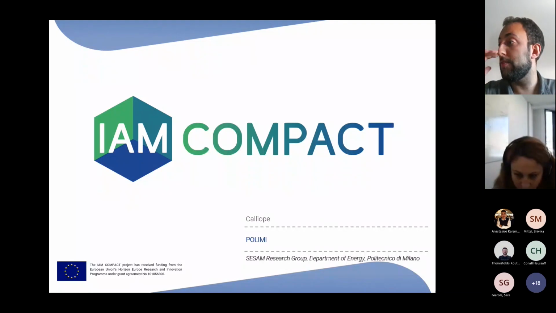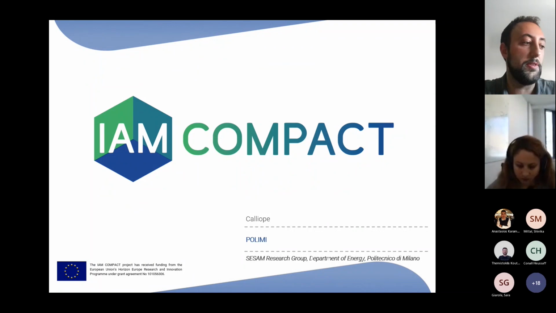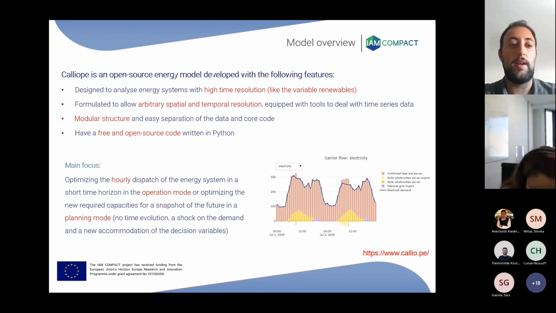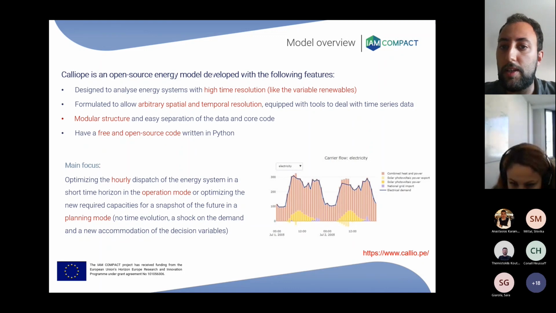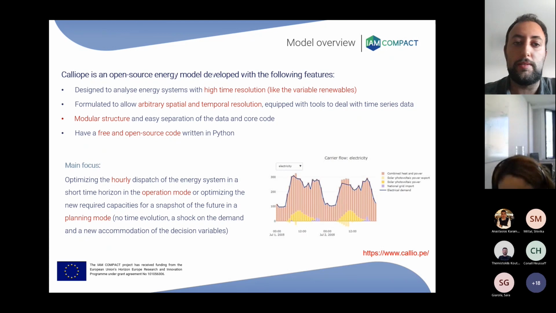My name is Lorenzo Rinaldi from Polimi, and here is a very, very brief introduction to the Calliope framework, which was developed, I think, 5 to 7 years ago by ETH guys that are now based in TU Delft, which are Stefan Pfenninger and Bryn Pickering.